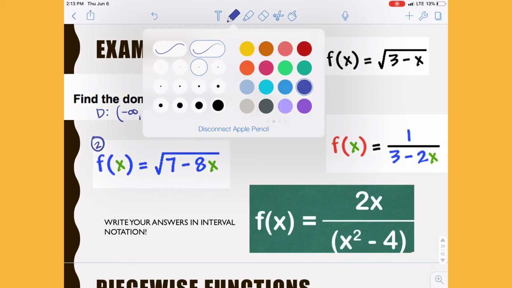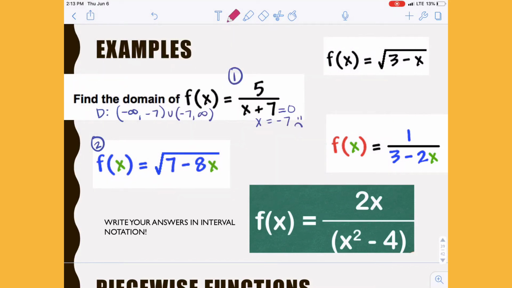When I look at problem number 2, I see that I have a radical. I'm going to solve for the values that are okay. So I'm going to set just the inside, 7 minus 8x, to all the values that are bigger than or equal to 0, and those are going to represent the good values. And I'm going to begin solving, and I'm going to have to flip my sign because I'm dividing by a negative. And again, these are the values that are allowed, therefore the domain is negative infinity to 7 over 8. 7 over 8 is included.